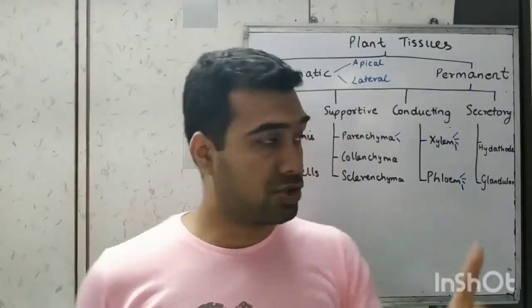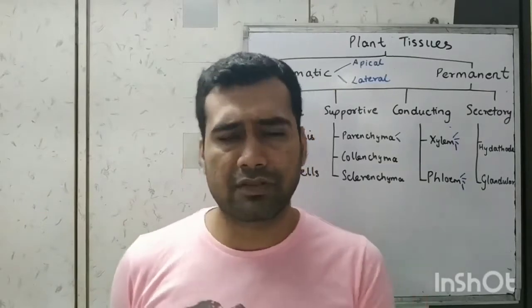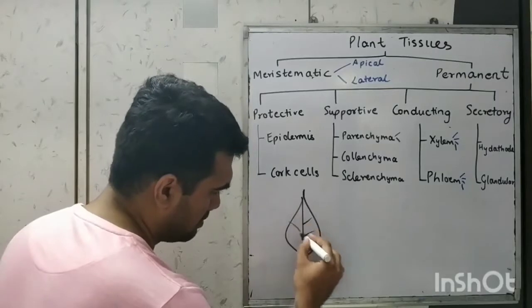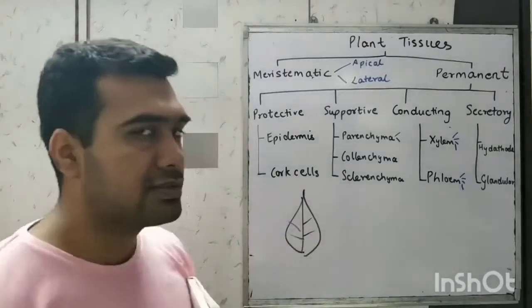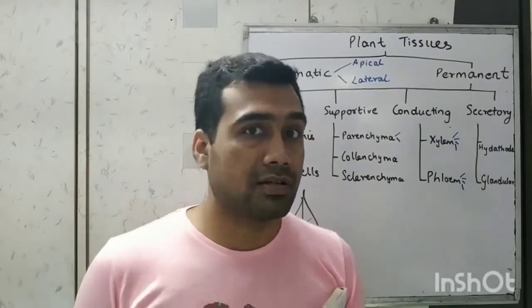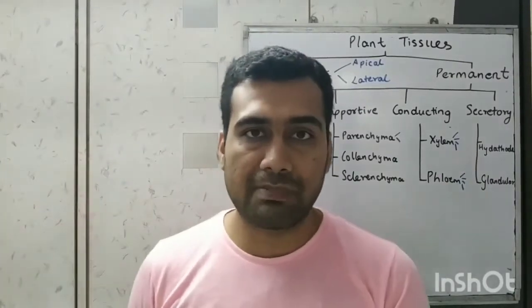Xylem and phloem tissues are found in the vascular bundles, that is the veins of the leaves. If you've seen a leaf, it has certain veins, the midrib and the veins. So xylem and phloem are found inside that. By the way, even sclerenchyma is found as a covering of these veins or vascular bundles.